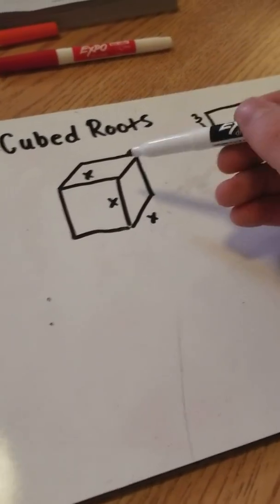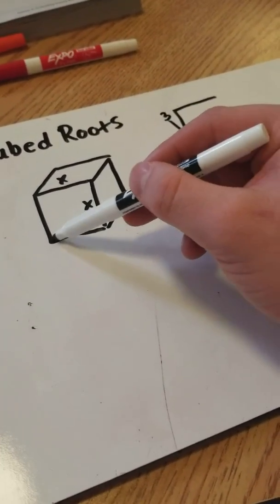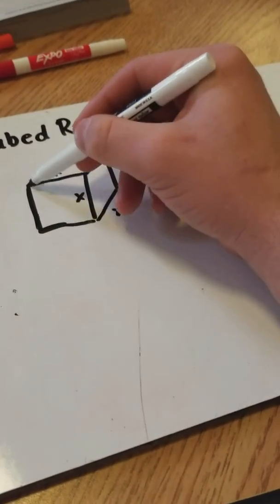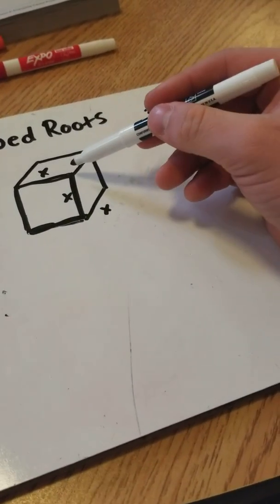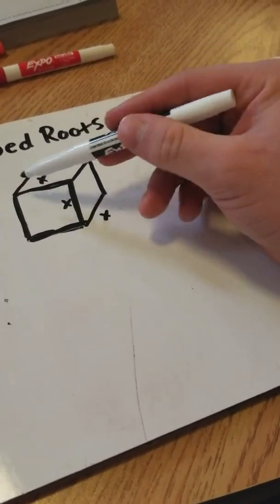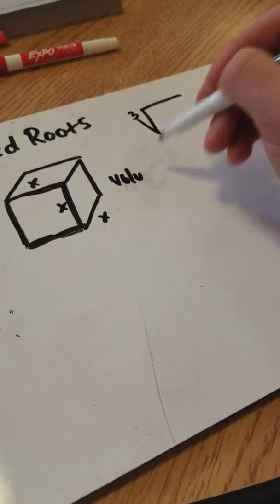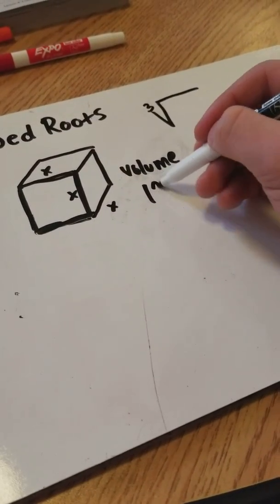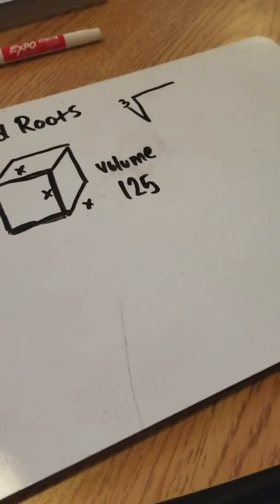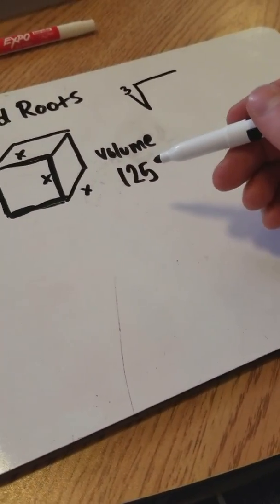For the square roots, we were working with the area. I said the area was 30, and we were trying to figure out what each of the side lengths of the square was. Well, cube roots are very similar. We're going to try to figure out the dimensions of the cube. But instead of area, we have 3 dimensions, so we work with the volume. If I say the volume of this cube is 125 units cubed, I'm just going to write 125.